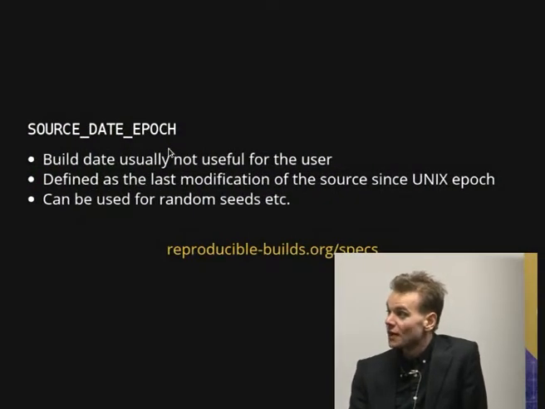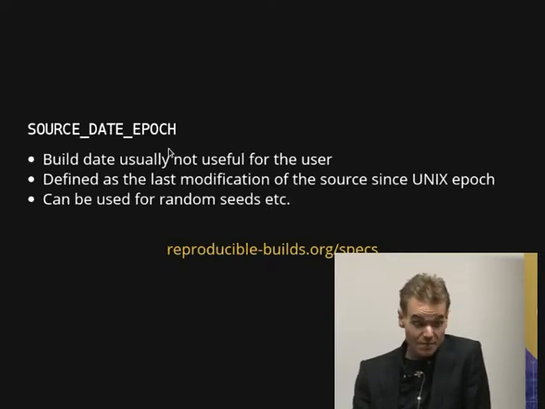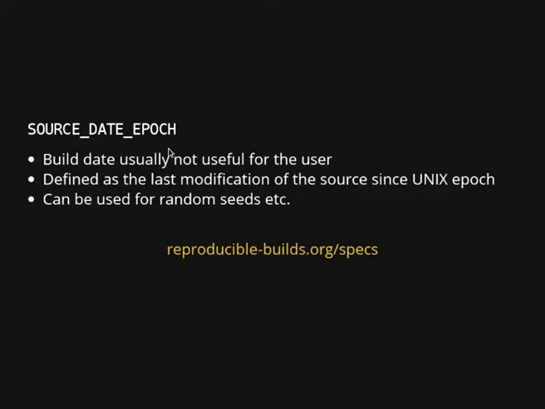We've also defined SOURCE_DATE_EPOCH, which is our environment variable for specifying the build date and time for a particular build. This is because a build date is not particularly useful, and it also makes packages unreproducible if they add that, for example, to documentation pages.